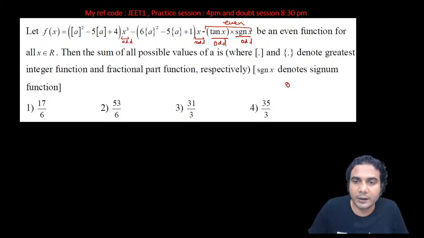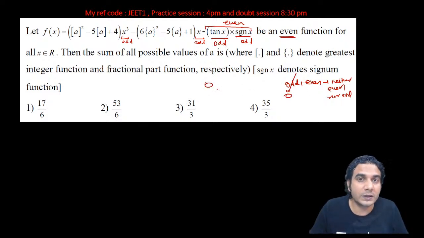So you can see odd plus even is neither even nor odd. But if we're saying that this function is an even function, that means the odd part must be 0, because 0 is the only function which is even as well as odd, all right? So this odd part must be 0.